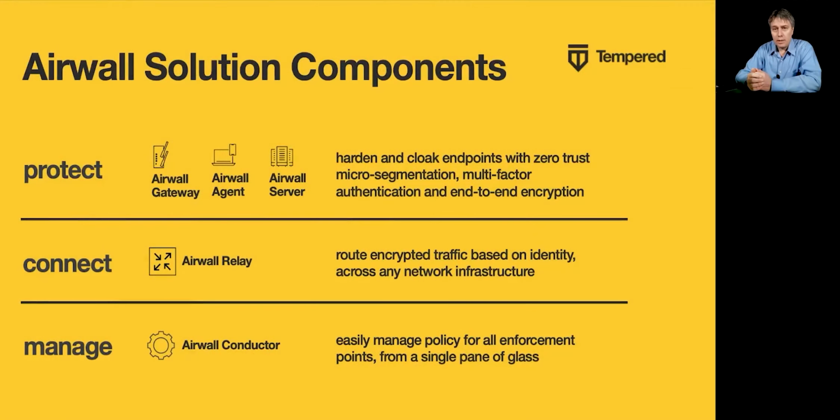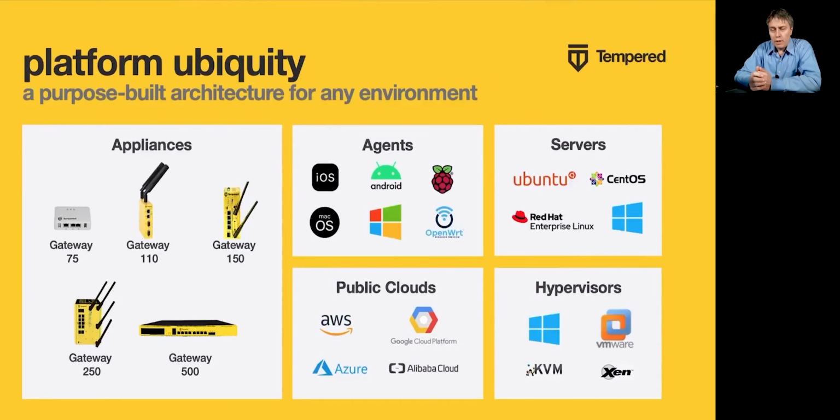And then finally we have the Airwall conductor. The conductor is the orchestration engine. It provides policy to all of the devices and allows you to easily manage policy in your environment. So we pretty much have an airwall that can go anywhere. It could be a small gateway that you need to put in front of the protected devices that I mentioned. These could be OT devices. These could be sensors that somebody's trying to deploy in your building. Our software runs in hypervisors, public cloud environments, or agents and servers.